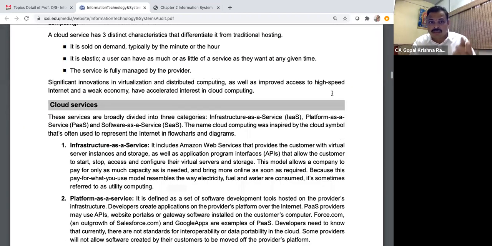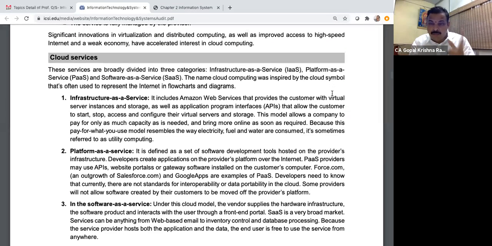The cloud services are IaaS, PaaS, SaaS. This SaaS does not mean your tomato sauce. This SaaS is software as a service. PaaS is called platform as a service. Infrastructure as a service, IaaS. You have another IaaS, which is Indian Accounts and Audit Service. That is different. This IaaS is infrastructure as a service.